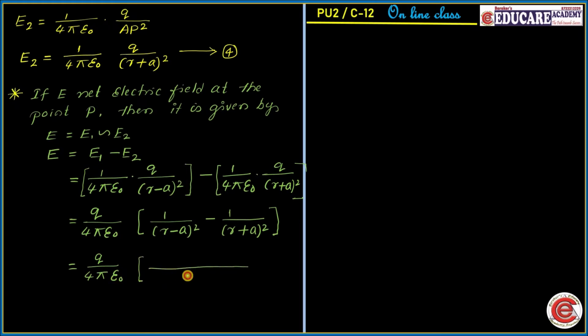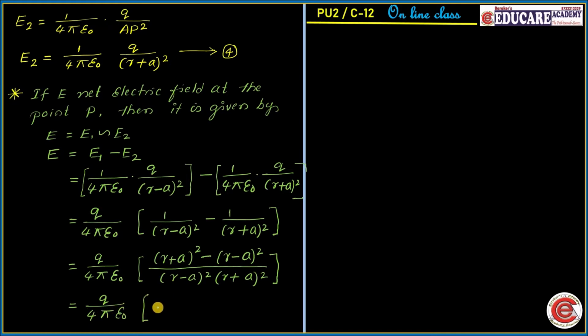If you take the LCM, then the LCM is (R minus A) whole square into (R plus A) whole square. Now this 1 will be multiplied by the denominator, hence it is (R plus A) whole square minus again (R minus A) whole square. Okay, now you simplify. See, Q divided by 4 pi epsilon naught is kept as it is.